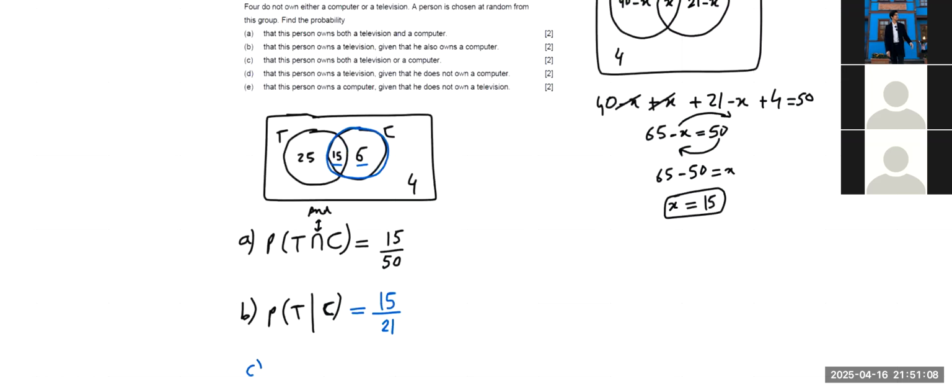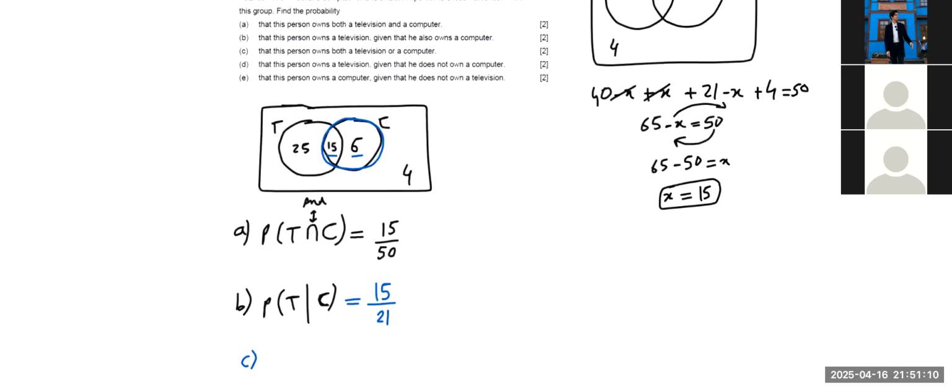Next, this person owns both a television or, that's not grammatically correct. Anyways, what they mean is television or computer. How do you say or in Venn diagram language? You say union. Union means or. And in terms of a Venn diagram, do you know which numbers I need to count for union?